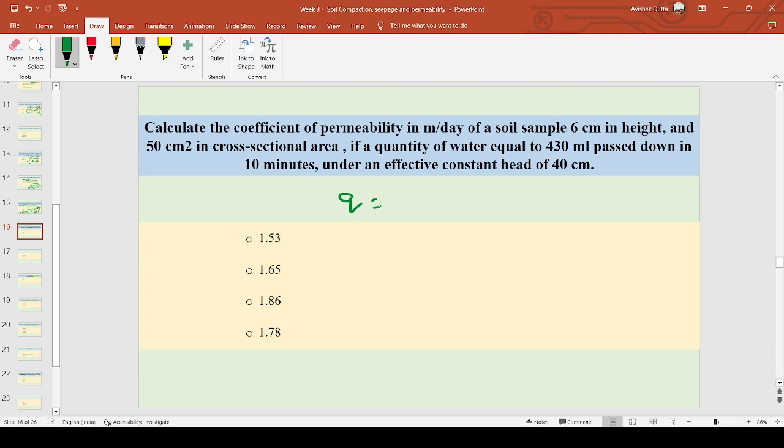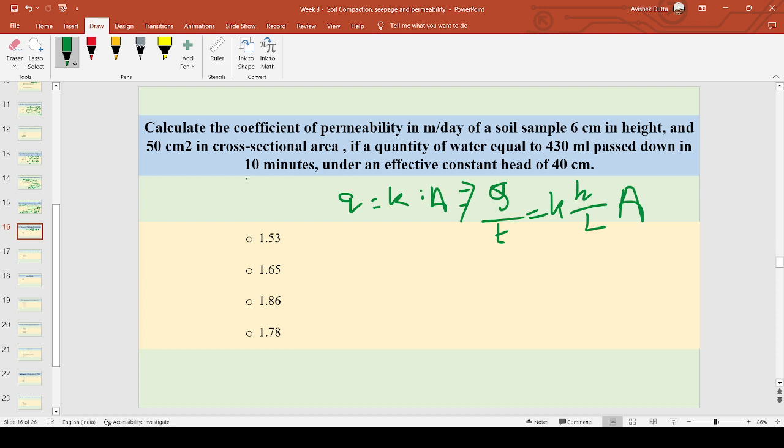We know Q equals KIA. Q means discharge per unit time. K, I means H by L, head difference divided by the length of travel, and A is the cross sectional area. Now, what can we do over here? We have Q. What is the amount of water? Quantity of water 430 ml means 430 cc. The time is 10 minutes.